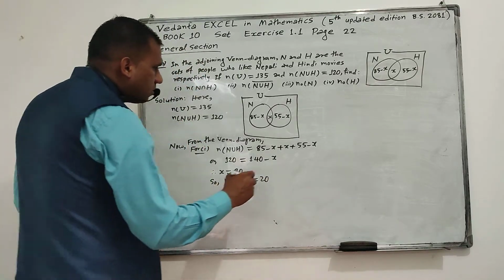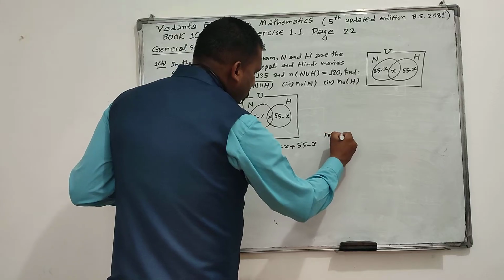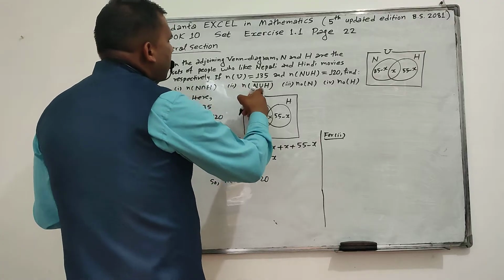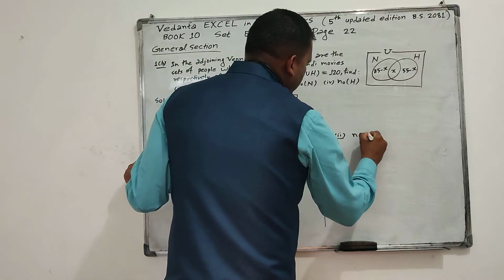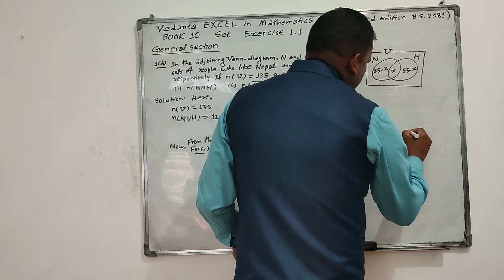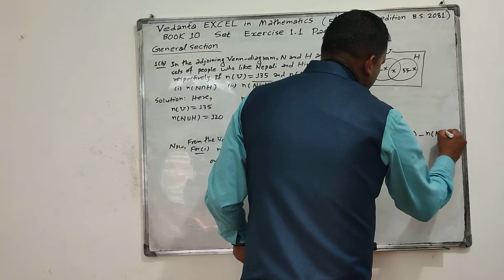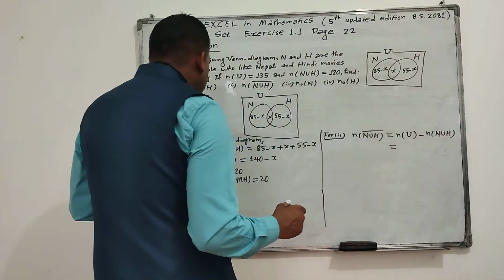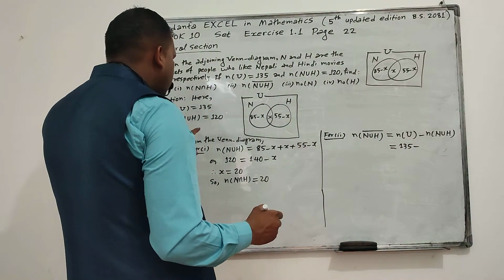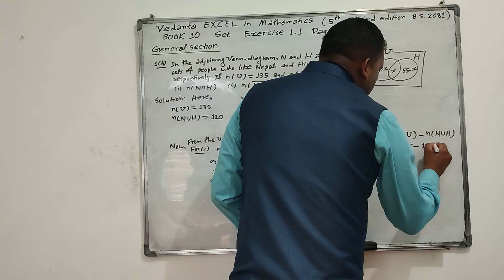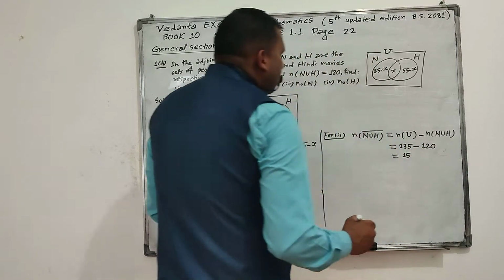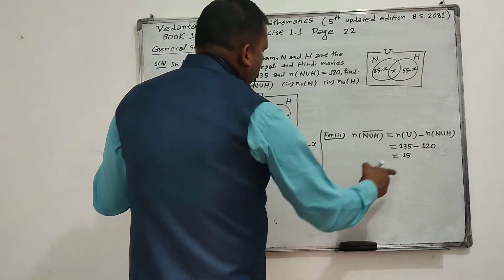Now for 2, you have to find number of n union s whole complement. Number of n union s whole complement equal to, using formula, number of u minus number of n union s. Number of u is 135 minus number of n union s is 120. So 135 minus 120, that is 15. So number of n union s whole complement is 15.